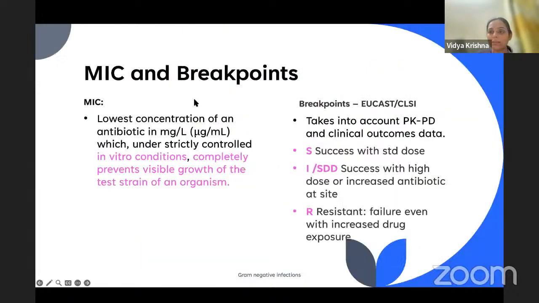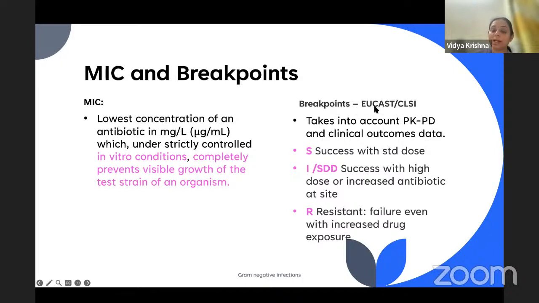So now we talked a little bit about MIC and breakpoint. So what do we mean by MIC? MIC is the lowest concentration of the antibiotic which, in the lab, they find prevents the growth of an organism. When we're talking about MIC, we're talking about your patient's culture isolate, and what antibiotics, say for example, E. coli, pip-taz has an MIC of say less than 8, so that is the isolate's MIC. So what is a breakpoint?